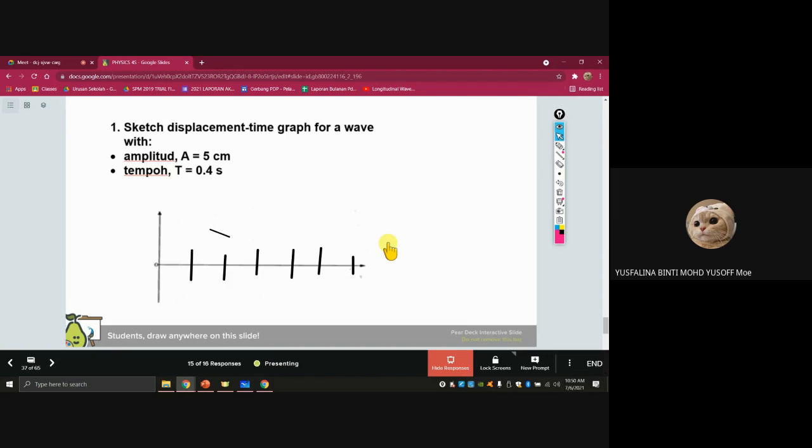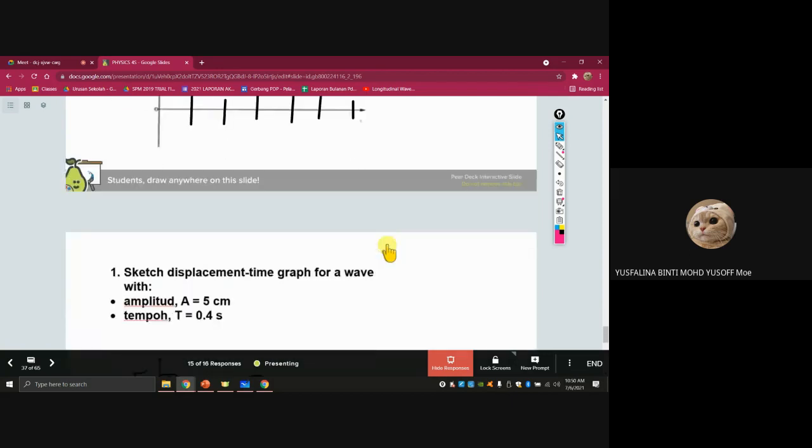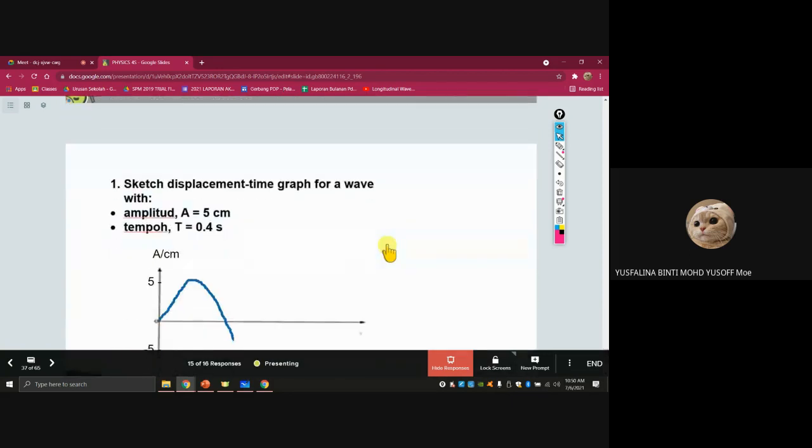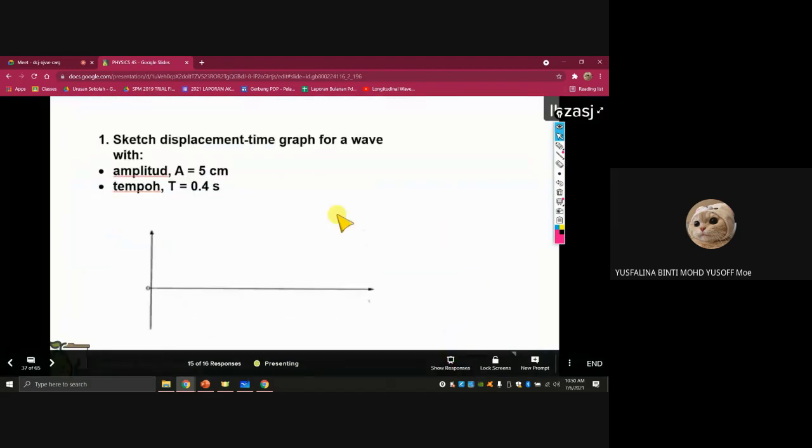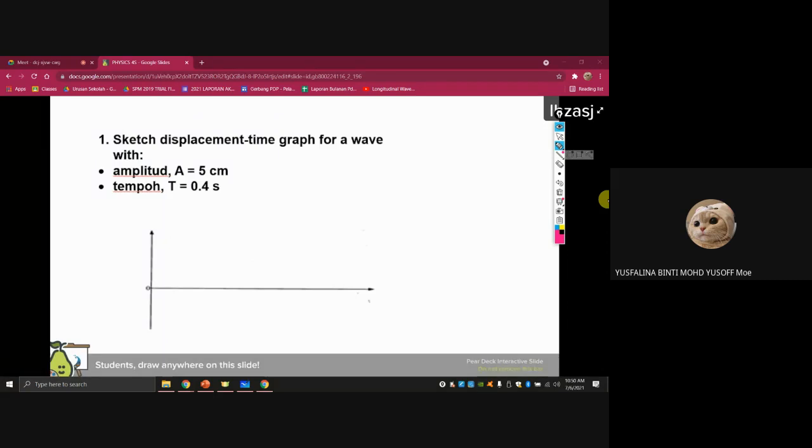Okay, so can we discuss? Can you see my screen? Yes, teacher. So let's try to answer this one. It asks you to draw a graph that has an amplitude A of 5 cm and a period T of 0.5 s. So what I do is draw the graph first.